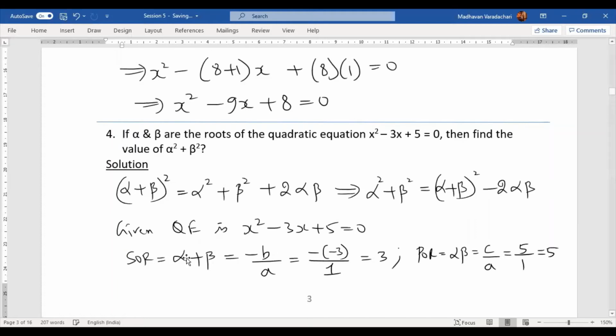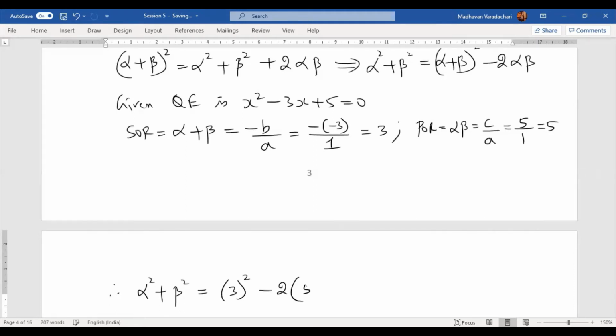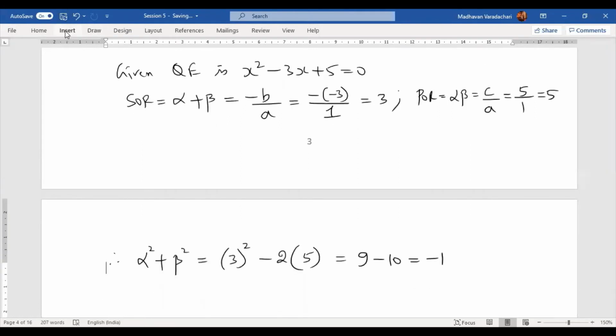Now, I have the value of alpha plus beta as 3, alpha beta as 5. We can substitute it here. Therefore, alpha square plus beta square is equal to alpha plus beta, the whole square, minus 2 times alpha beta, which is 5. That means this is 9 minus 10. So the result is -1. -1 is the answer.